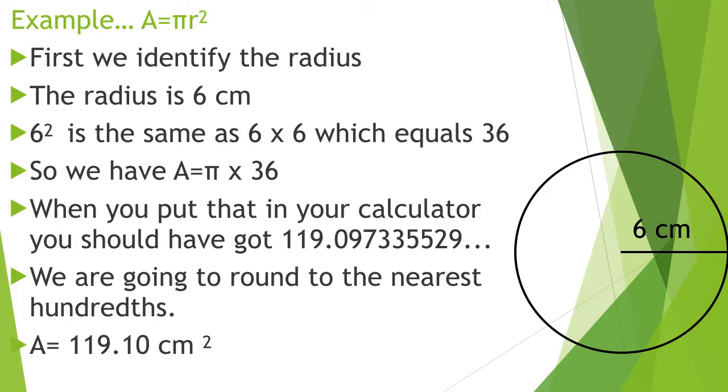When you plug that in your calculator, you should have gotten that long number. We're going to round to the nearest hundredths. The area will be 119.10 centimeters squared. We put the square units when we're finding area because area is always squared. You may remember this from the beginning of the year.